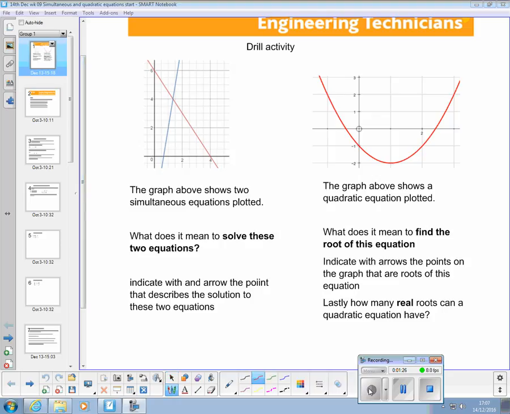Right, guys, so George, put you on the spot. Where on that first graph would I indicate that is the solution to those two simultaneous equations?